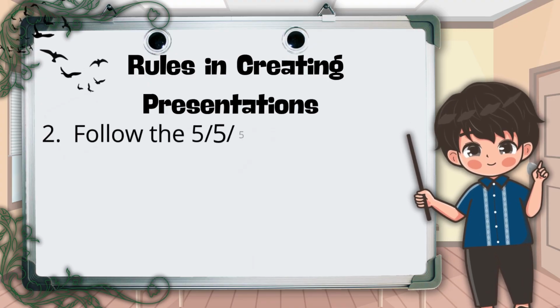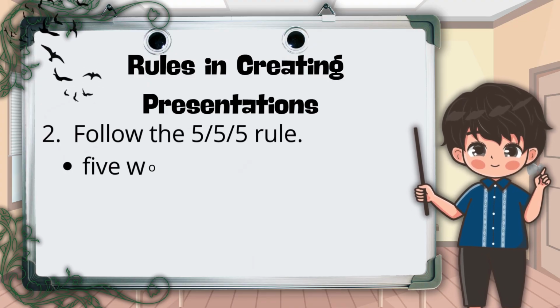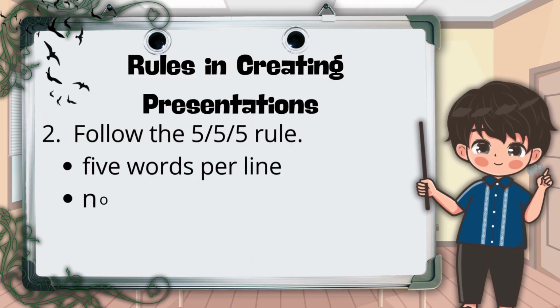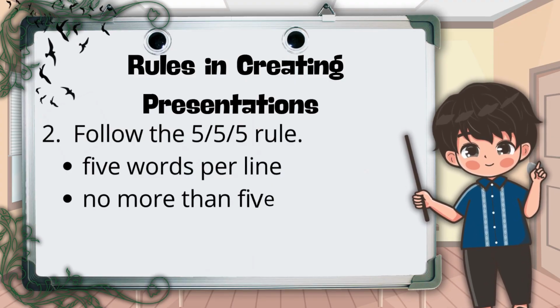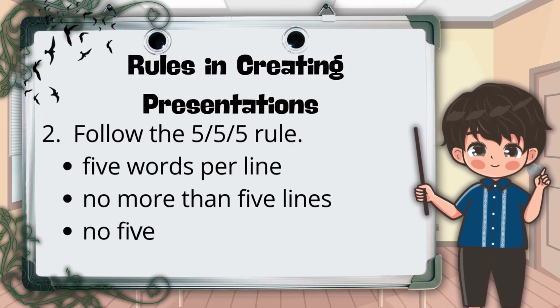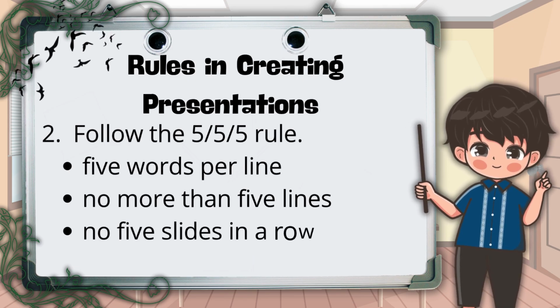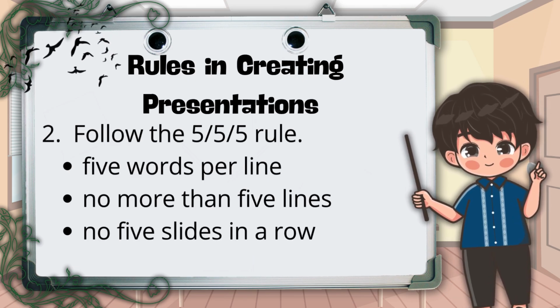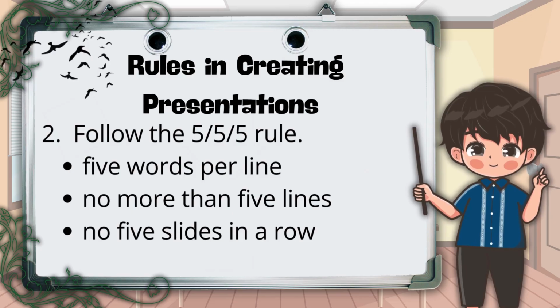The 5/5 rule is a simple guide to keep things short. Observe 5 words per line, no more than 5 lines per slide, and avoid having 5 slides in a row with lots of text. This rule helps keep your audience engaged and paying attention.